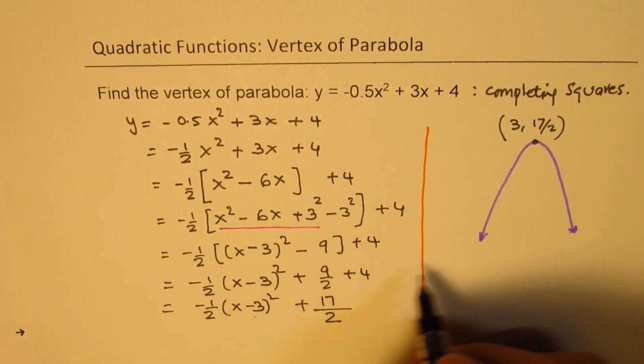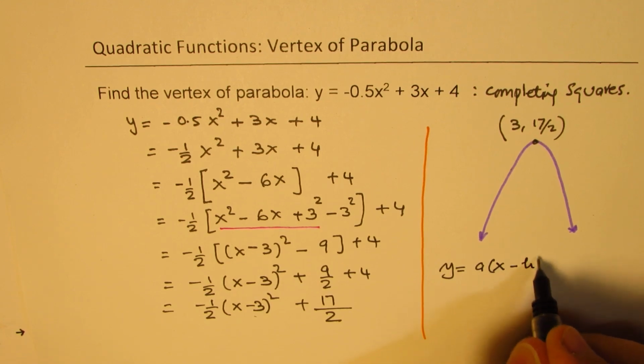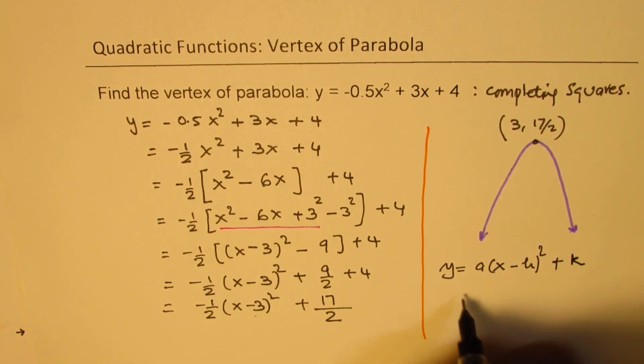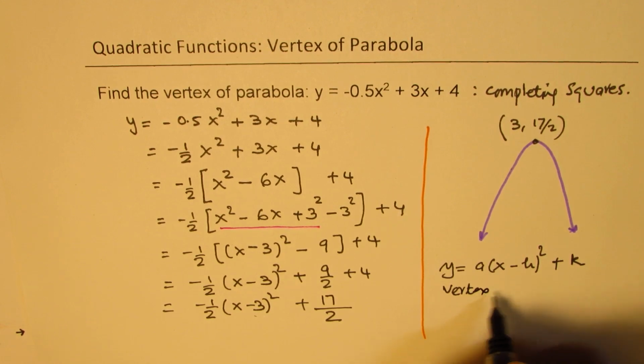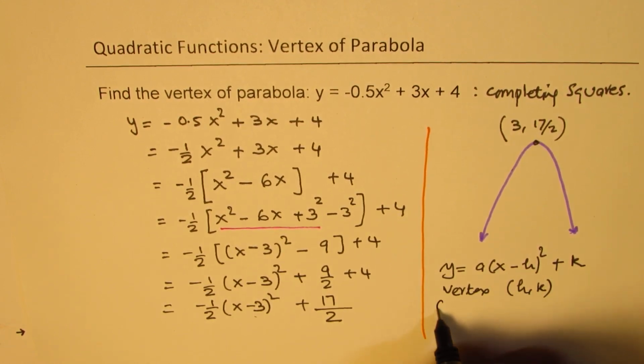So in general, if we have a formula y equals a times x minus h whole squared plus k, then the vertex is at (h, k), right? So that is the general formula.